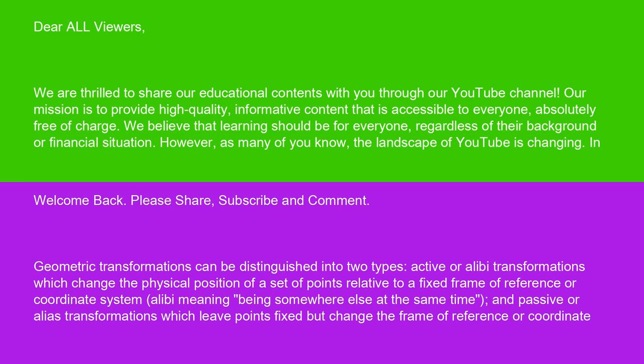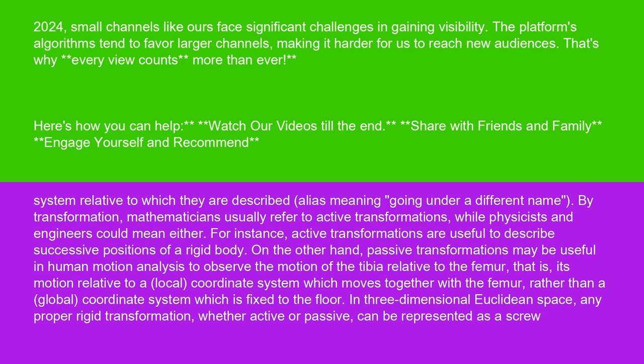Geometric transformations can be distinguished into two types: active or alibi transformations, which change the physical position of a set of points relative to a fixed frame of reference or coordinate system. Alibi meaning being somewhere else at the same time. And passive or alias transformations, which leave points fixed but change the frame of reference or coordinate system relative to which they are described. Alias meaning going under a different name.